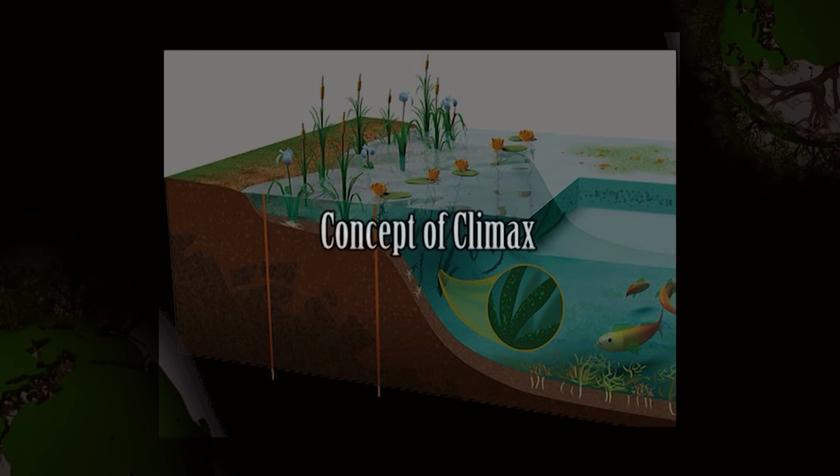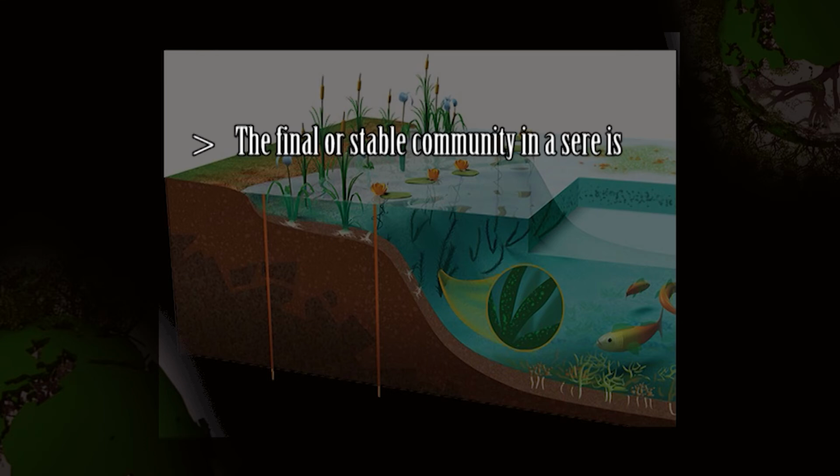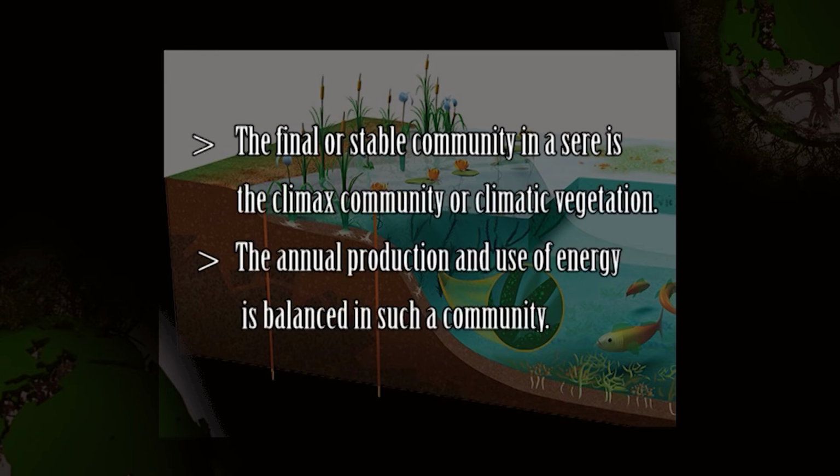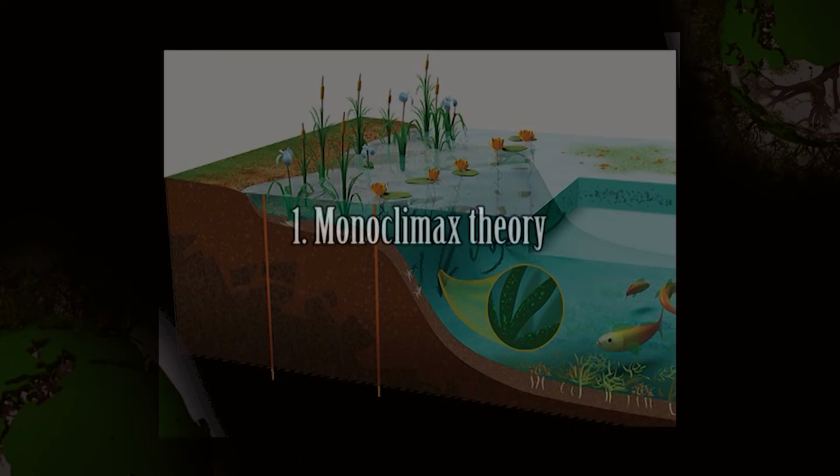Let's now discuss the concept of climax. The final or stable community in a sphere is the climax community or climatic vegetation. The annual production and use of energy is balanced in such a community. If succession is allowed to progress without disturbance, a stage is reached when no more improvement is possible in the soil and the vegetation. At that stage, the vegetation is in equilibrium with the environment and stays unchanged indefinitely by reproducing itself. There are following three theoretical approaches to the climax.